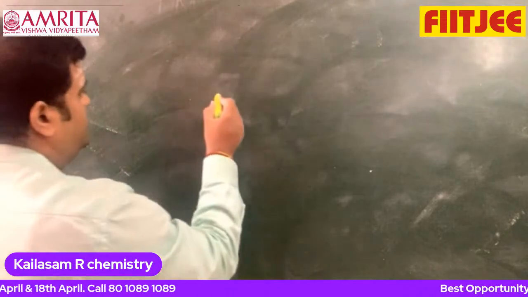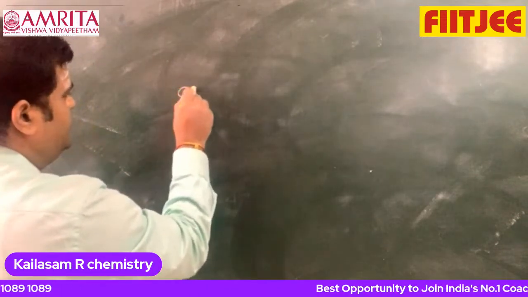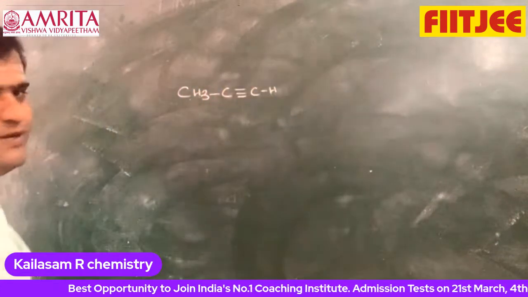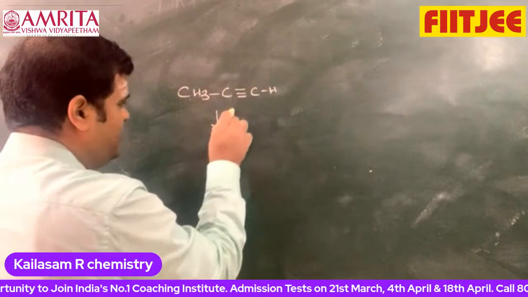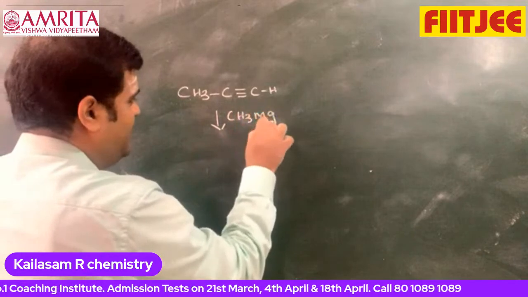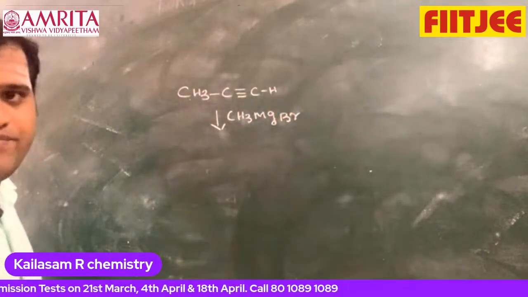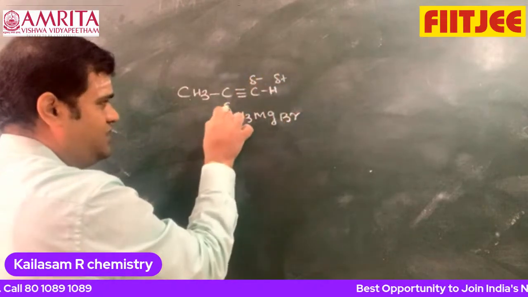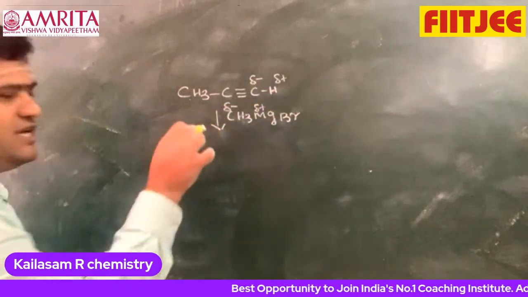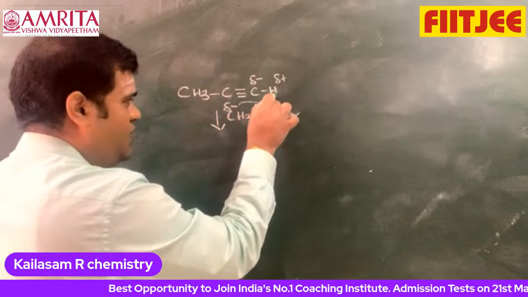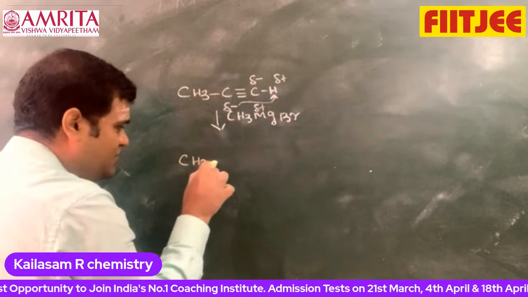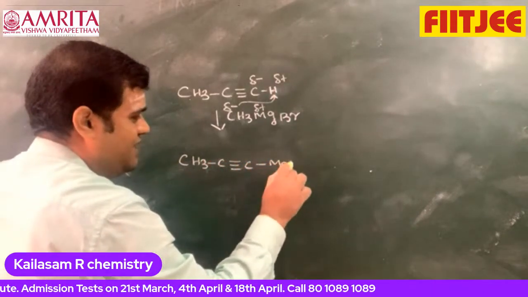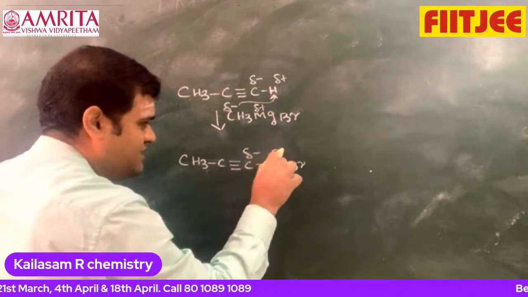Listen. Same logic: CH3, C triple bond, CH. I'm using CH3MgBr. So what will happen? I'll go one by one. This is the acidic hydrogen. I can write delta minus, delta plus here, and delta minus, delta plus here. The Grignard reagent would act as a base. The base would abstract this proton. Now this is CH3 C triple bond C MgBr, with delta minus and delta plus.